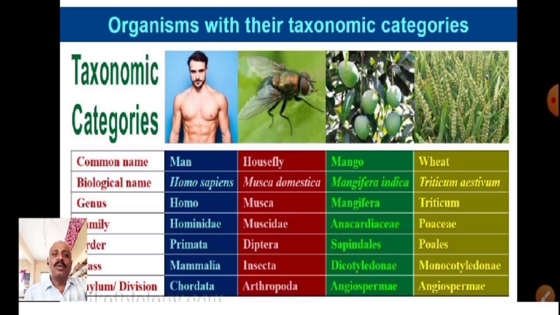And in the textbook, they have given some classifications: man, housefly, mango and wheat. You go through that one because in the examination we are going to ask you to write the hierarchies or taxonomic categories of the man or the housefly. Like that we are going to ask. You go through that, be prepared. Which one we are going to ask, we don't know. Okay, I hope it is clear for you.